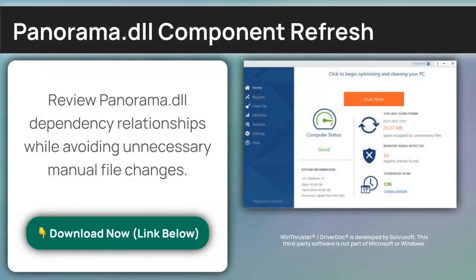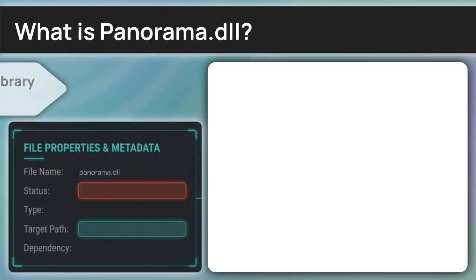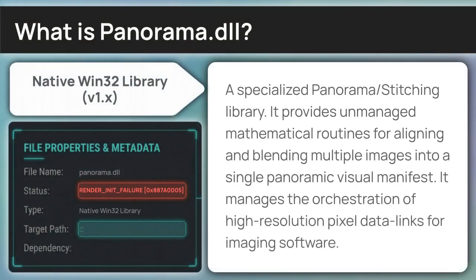This is the Panorama Library, a specialized panorama and stitching library. It provides unmanaged mathematical routines for aligning and blending multiple images into a single panoramic visual manifest. It manages the orchestration of high-resolution pixel data links for imaging software. Now let's get this fixed up.